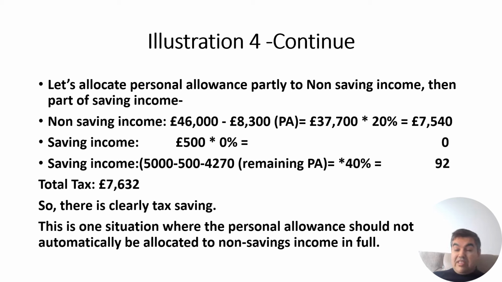So by doing this magic, your tax liability has been reduced, not significantly, but there is still some saving, around 80, 90, 100 pounds. So this is one situation where personal allowance should not be automatically allocated to non-saving income in full. Maybe you will be tested in the exam, so it's better to remember what I said in the previous slides.